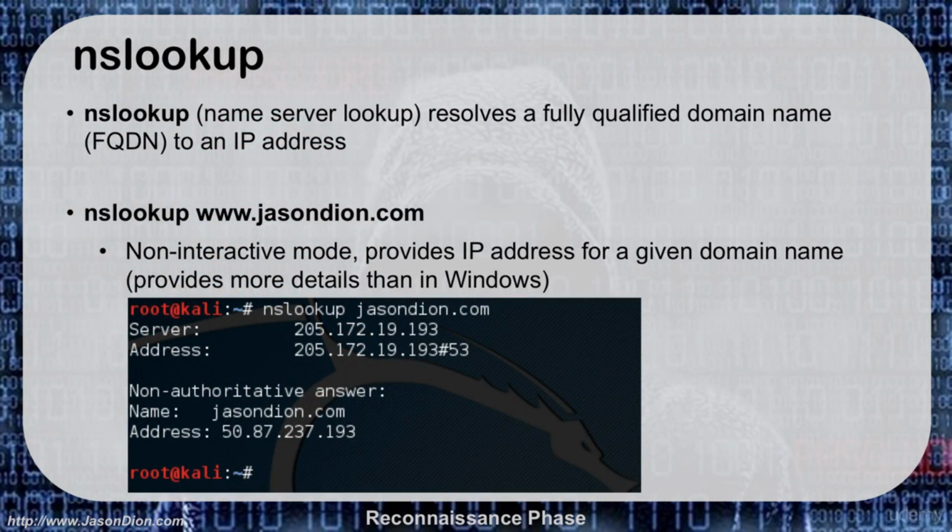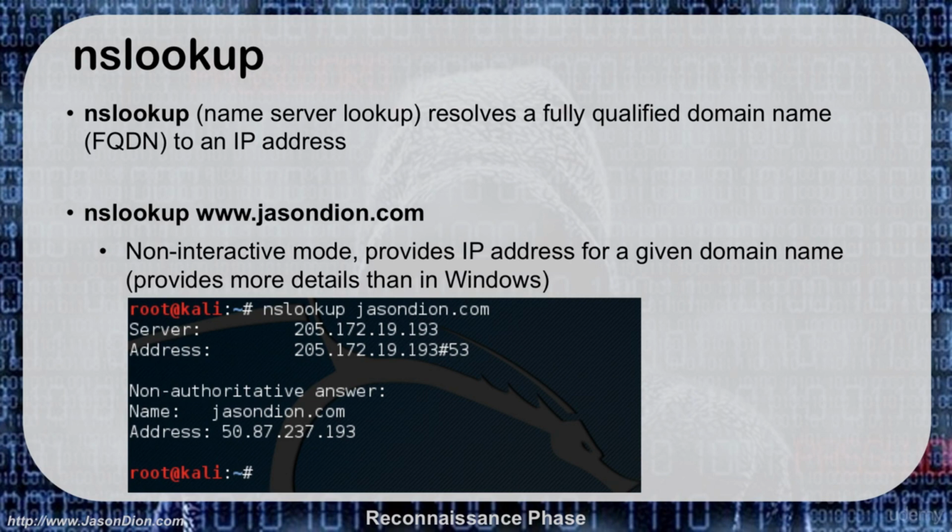Now NSLookup stands for Name Server Lookup, and it resolves a fully qualified domain name to an IP address. For example, if you have my website name, jasondion.com, computers don't understand that. They understand numbers. So if I did an NSLookup of jasondion.com, I'll get back the IP address of my server, in this case 205.172.19.193. This is what we call non-interactive mode. I give it the command and I give it the website and it will give me the information back.